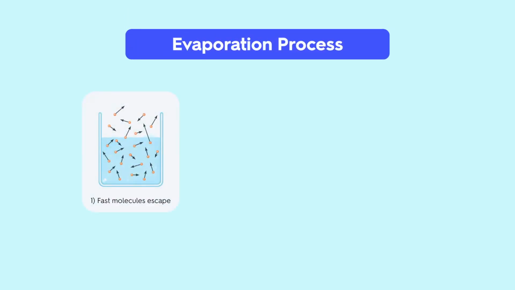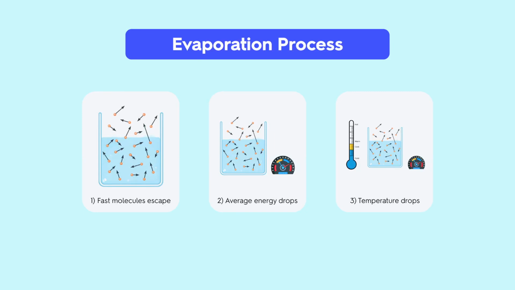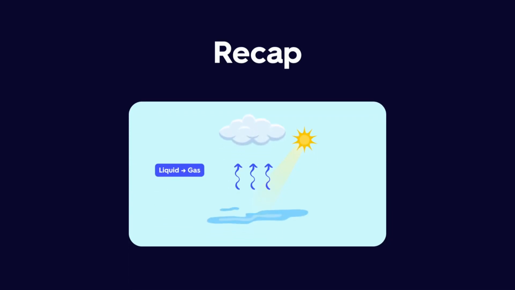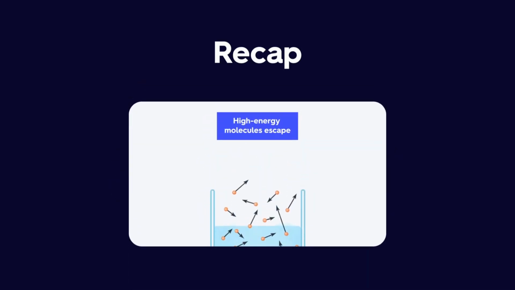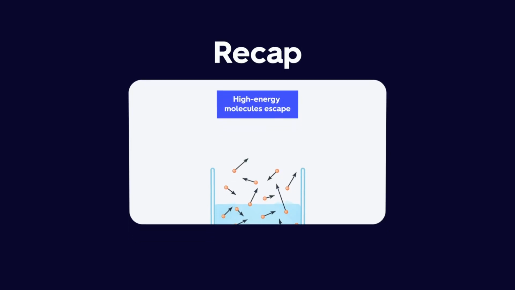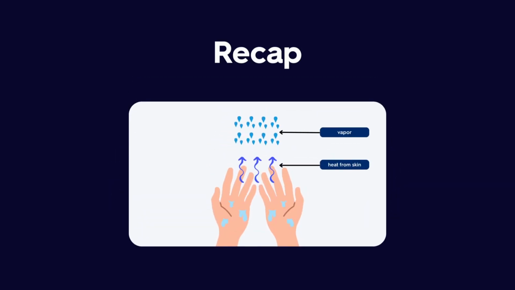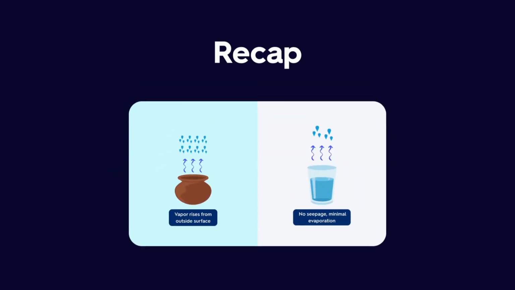Here's the whole process in 3 steps. First, the fastest molecules escape. Next, the average energy of the remaining liquid drops. Therefore, the temperature drops, and you get a cooling effect. To recap, evaporation is liquid turning into gas at the surface. The highest energy molecules tend to leave first, so the average kinetic energy drops. That's why sweat cools your skin, and clay pots can keep water cooler.